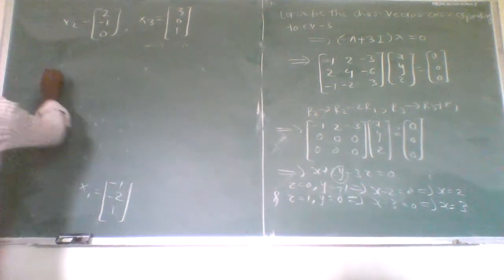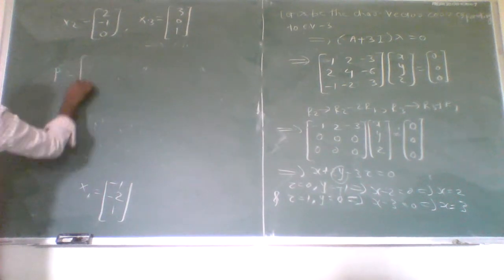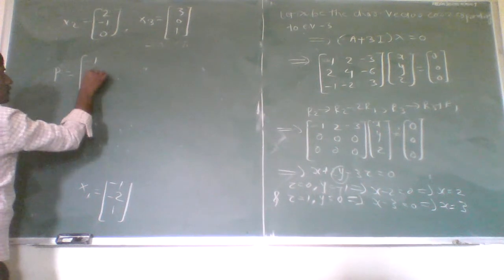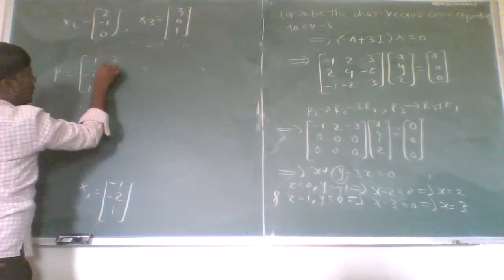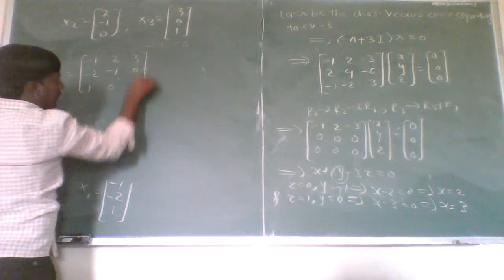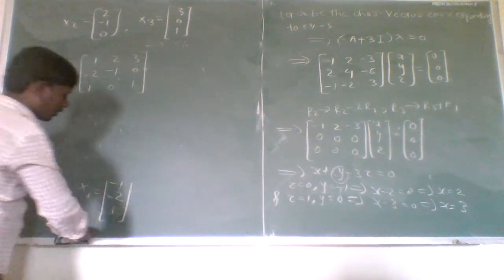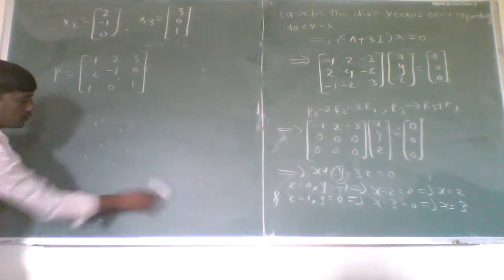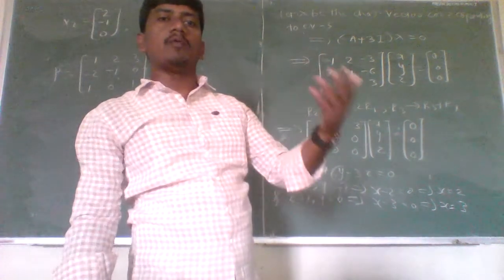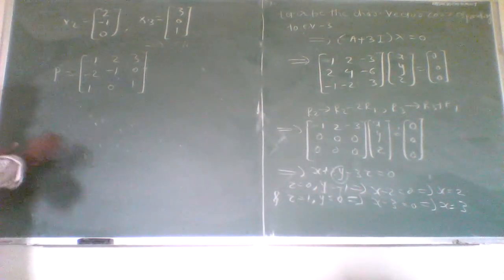P is nothing but the matrix with columns minus 1, minus 2, 1; 2, minus 1, 0; and 3, 0, 1. Now we will first check whether this matrix is non-singular or not, since we have to find a non-singular matrix P such that P inverse AP is equal to D, then the corresponding matrix A is a diagonalizable matrix.